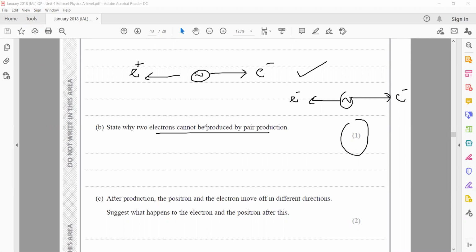If it produces two electrons, then what will happen? The charge will not be conserved. It is not about the same particles, it is about balancing the charge, because initially the photon has no net charge. So the final charge should also be zero. That's why, due to conservation of charge, it cannot produce two electrons. The initial charge was zero, so the final charge should also be zero.